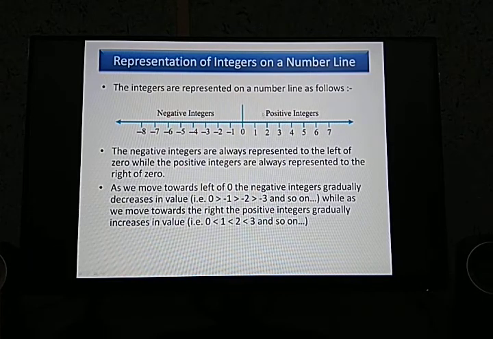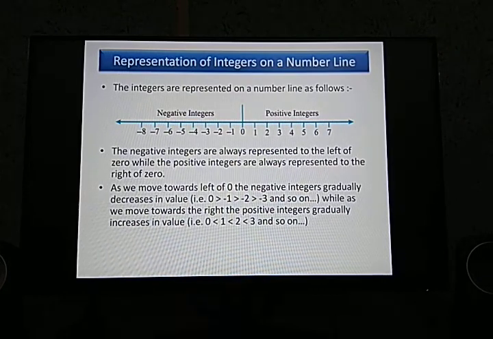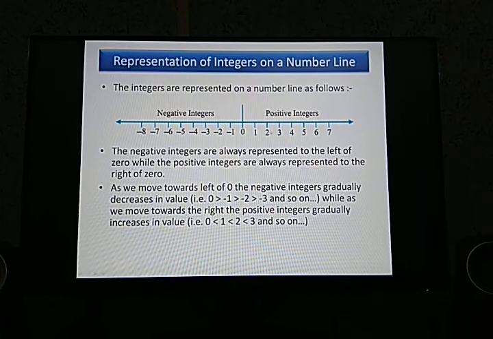Similarly, on the positive side, the case is totally different. Here, since all the positive integers are on the right hand side, as we shift towards the right, the value increases. That is, from 0 to 1, 1's value is greater than 0. Then from 1 to 2, 2's value is greater than 1. From 2 to 3, 3's value is greater than 2. From 3 to 4, 4's value is greater than 3. So in this way, the value of the digit increases. So here the case is totally different than that of the negative integers. Clear?